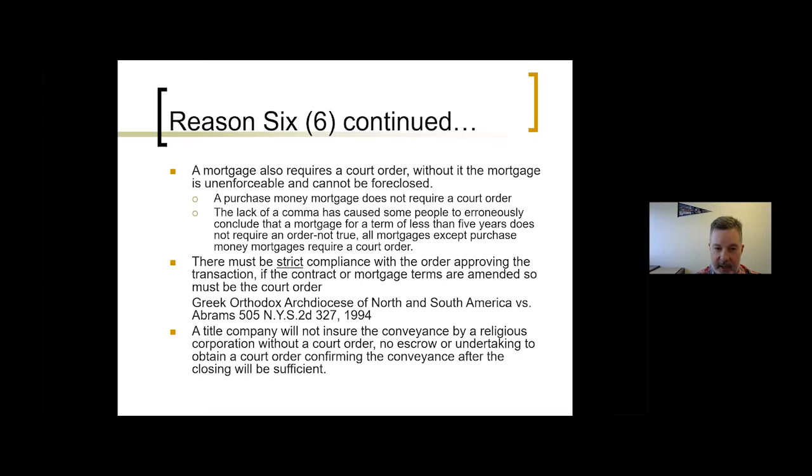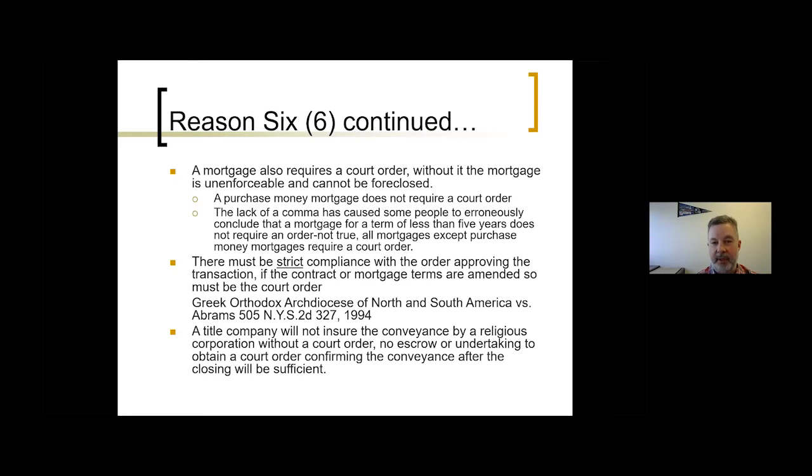Bad drafting, a lack of a comma, has caused some people to erroneously conclude that a mortgage for a term of less than 5 years does not require an order. This is not true. All mortgages except true purchase money mortgages require a court order for a religious corp. There must be strict compliance with the order approving the transaction. So if the contract or mortgage terms are amended, the court order must also be amended. A title company is not going to insure the conveyance by a religious corporation without a court order.